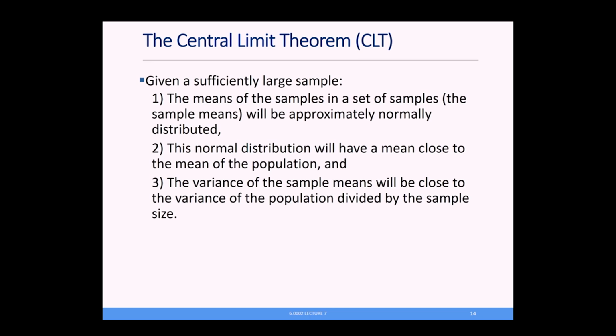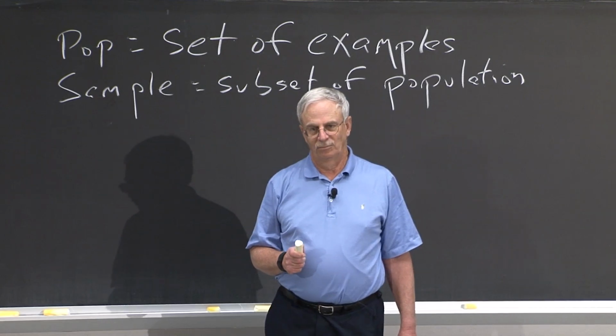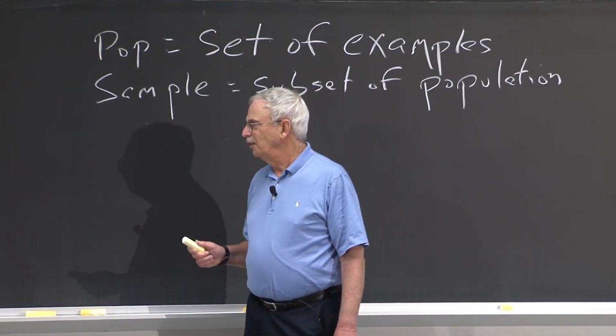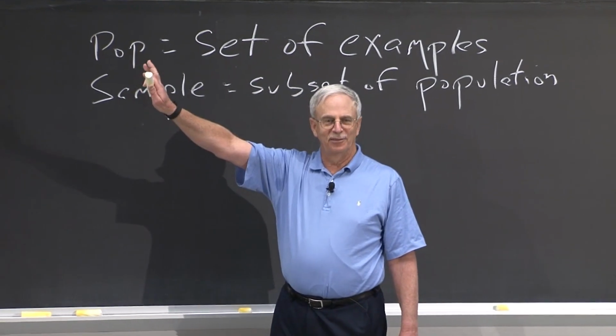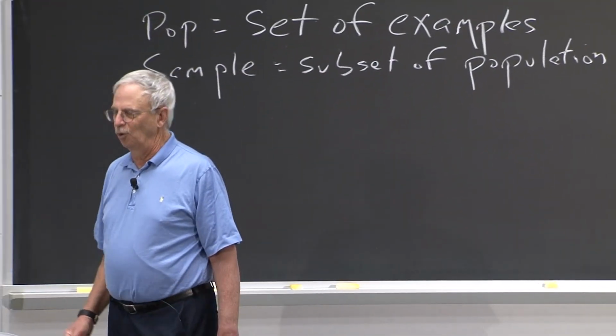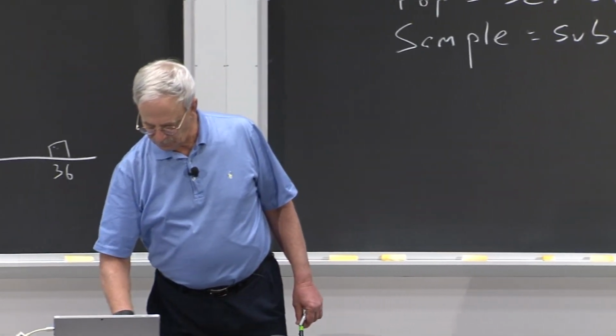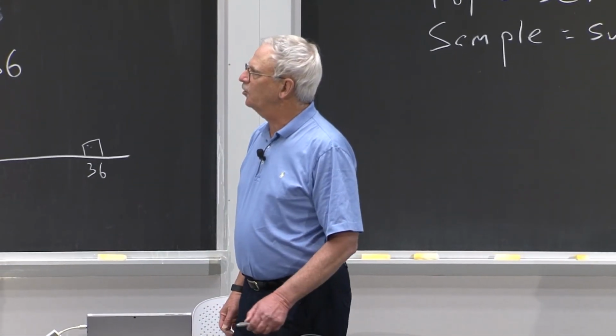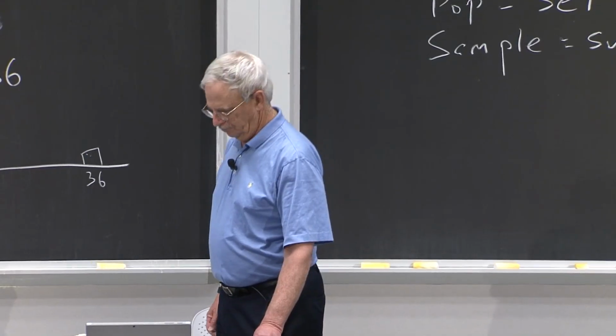The mean of the means will be close to the mean of the population, and the variance of the sample means will be close to the variance of the population divided by the sample size. This is really amazing that this is true, and dramatically useful. So to get some insight, let's check it.